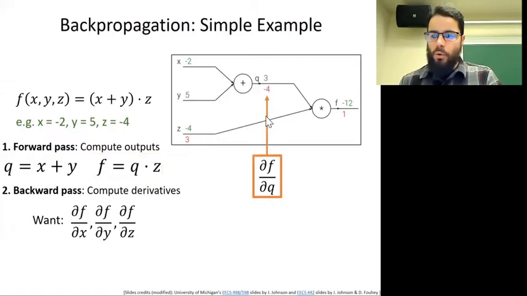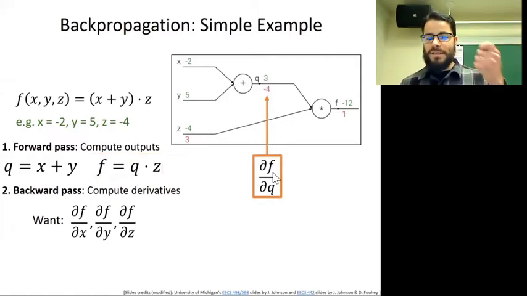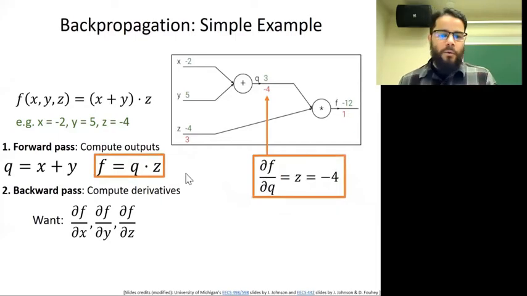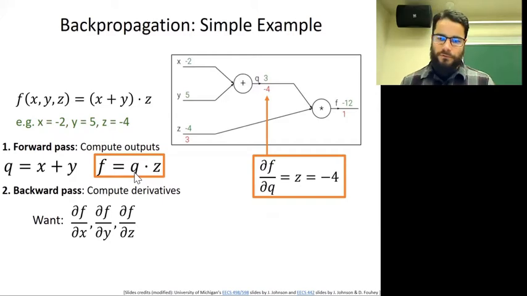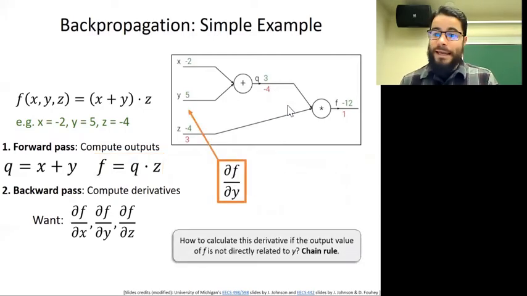Now we got to this node here. What is the derivative of the loss with respect to this output? So the derivative of f with respect to q. Well, we know again that the function of the loss is q times z. So what is the derivative of q times z with respect to q? Just z. What is the value of z? -4. Very good. So we calculated -4 here.